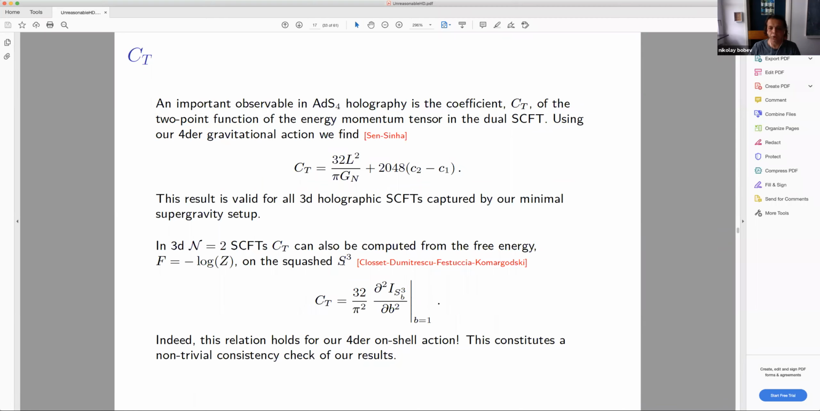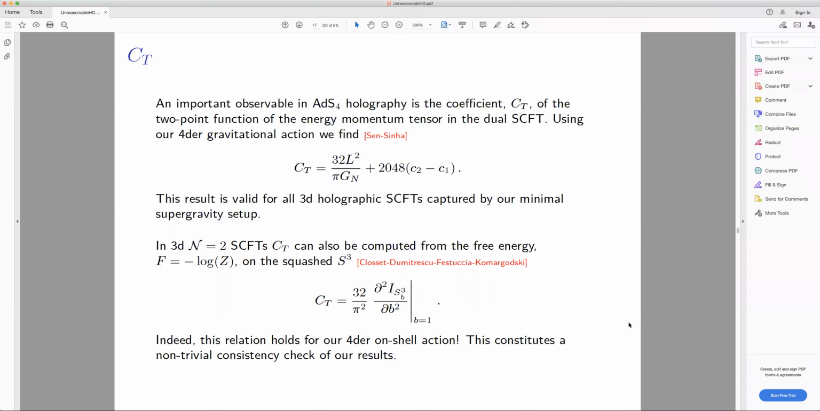derivatives of the squashed sphere partition function. So you can compute this partition function on S3 by this on-shell action, differentiated twice with respect to the squashing parameters. This brings down two powers of the energy momentum tensor, and you integrate it over the volume of the sphere, and you get CT. This was shown in a paper from a few years ago by these people. And indeed, using the results from the table that I showed you, you get this answer on the nose from the on-shell action. So it's an independent confirmation that what we're doing is making a lot of sense.